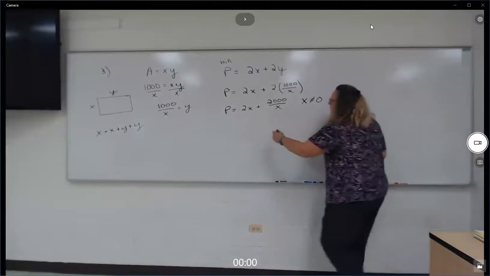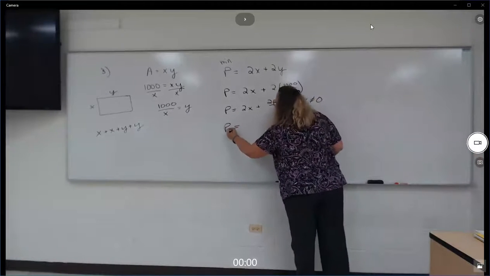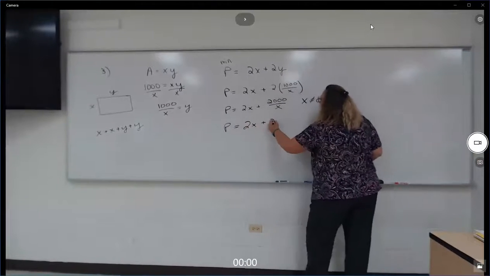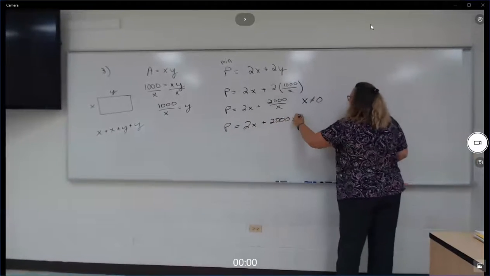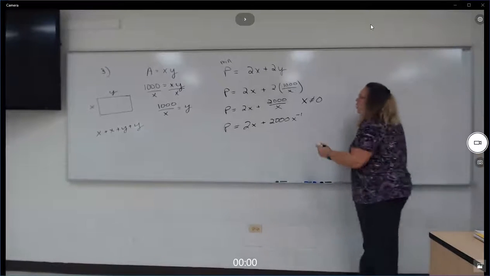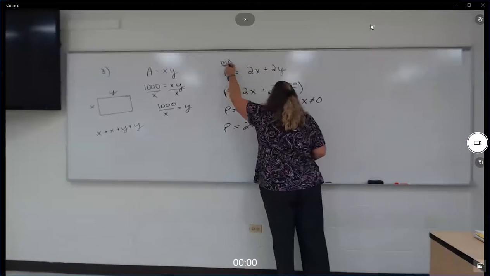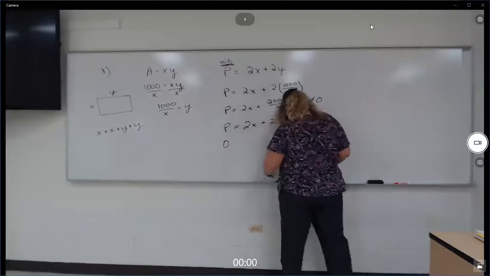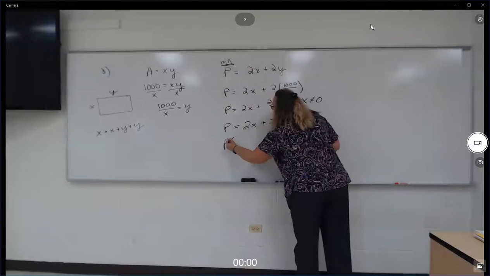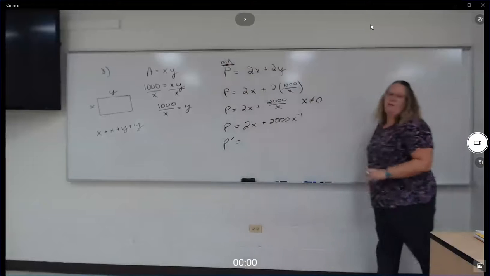All right, so let's still rewrite this though. I'm still going to use the f of x, or I'm just going to do p for perimeter. 2000 x to the negative. All right, and then we're ready to go. Where do these mins and max happen? Where the derivative is 0. So let's first find the derivative. Where is the derivative 0?